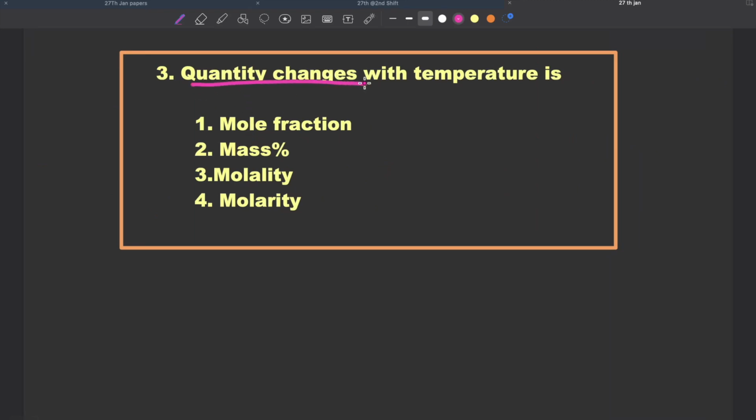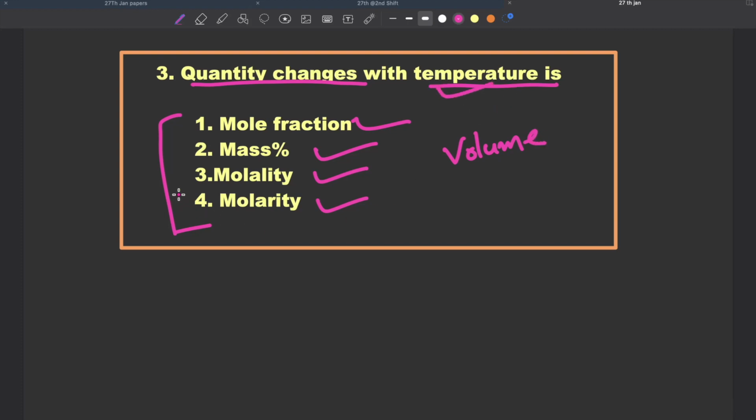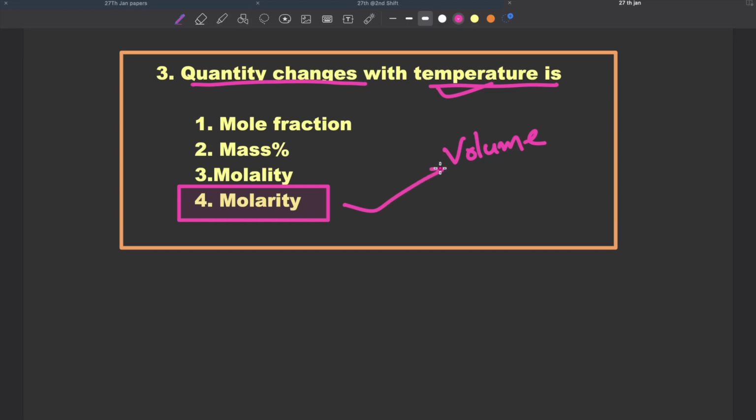The quantity that changes with temperature is: four concentration terms are given, mole fraction, mass percentage, molarity. The concentration term in which volume is involved is temperature dependent. So molarity is the only option that depends upon temperature. The remaining are independent of temperature because they don't have a volume term. Volume is involved only in option 4, so the answer is the fourth option. Pretty easy question.